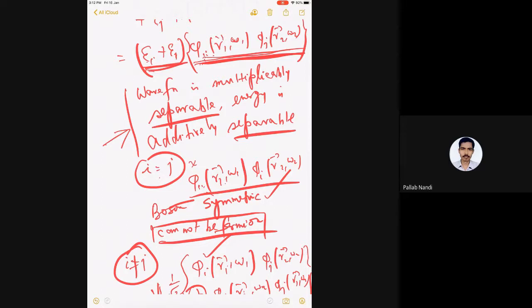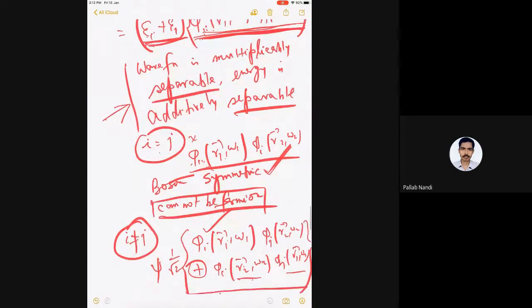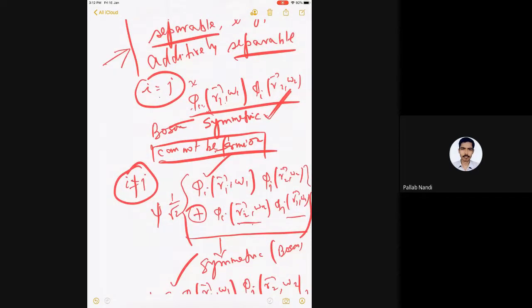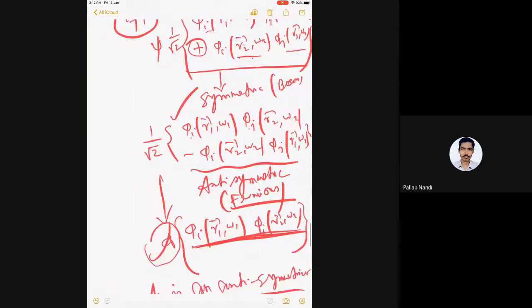So we tried to look at a case where i is equal to j. We found that it's symmetric, so this is okay for bosons, it's possible, but it cannot be a fermion. And if i is not equal to j, it is neither boson nor fermion, so you have to symmetrize with the plus sign for bosons, anti-symmetrize for fermions.